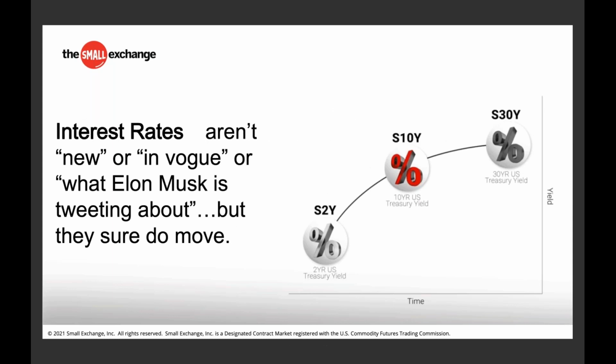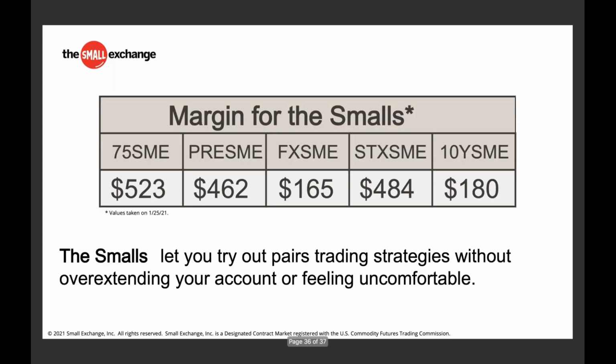And interest rates aren't new. They're not in vogue like some of these new cryptocurrencies that Elon Musk is tweeting about, but they have been moving a lot recently, showing a lot of opportunity, a lot of people now monitoring what Fed Chairman Powell is saying and how that's affecting markets. And this 2Y, 10Y, and 30Y SME product, hopefully allowing you to get in on all of that movement with some relative ease. These are margins from the small exchange for our 5 main products, and then also that 2Y and 30Y SME product launched just last week.